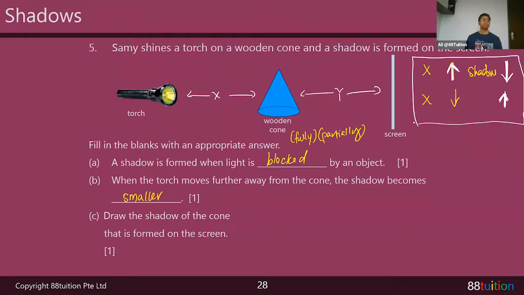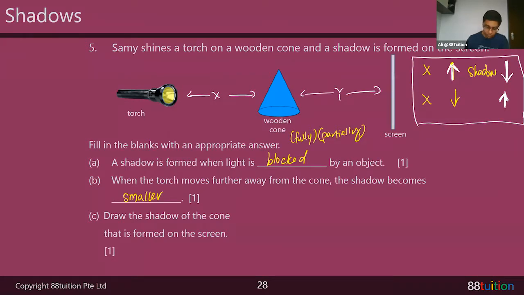If you don't understand, okay? Let's say I'm a bit too fast here. Always go back to this slide in the lesson tonight or tomorrow when this is posted up and go through what I mean by x and y. If x becomes smaller or y becomes smaller, what happens? Okay, and so on. So draw the shadow of the cone that is formed on the screen.